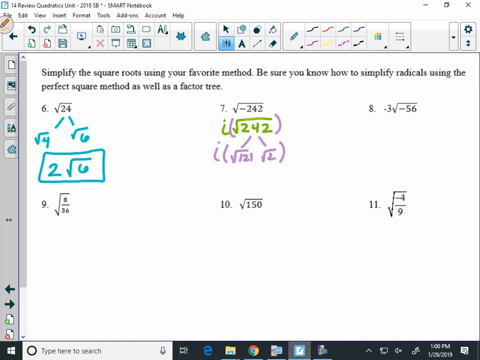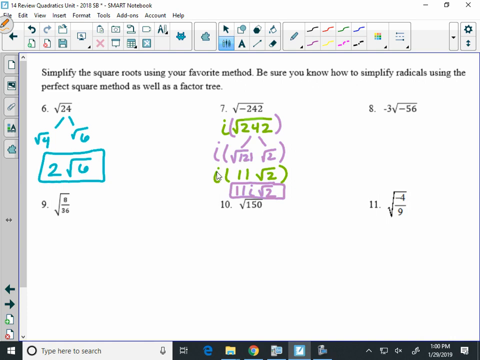Now we have to take the square root. The square root of 121 is 11. Can't take the square root of 2, so we tack it on. And then we have to multiply our coefficient. So then we do i times 11, which is 11i, tack on the radical 2. And we are done. That is our answer for that one.